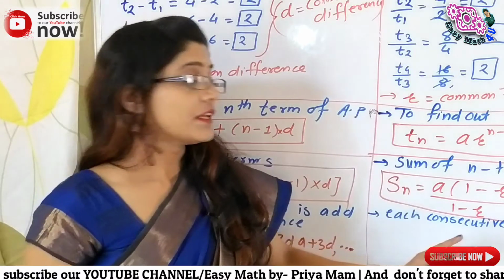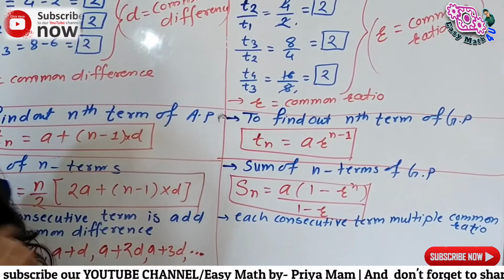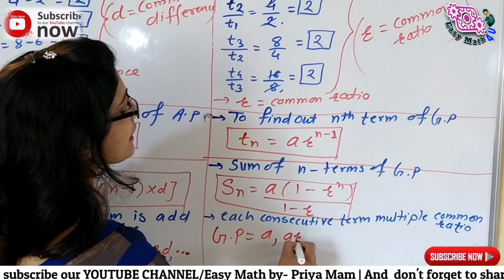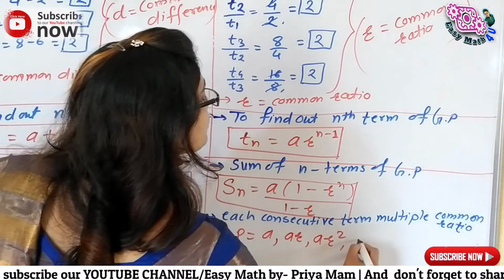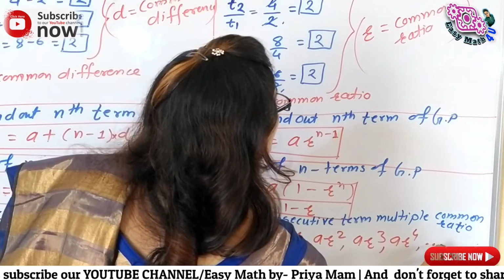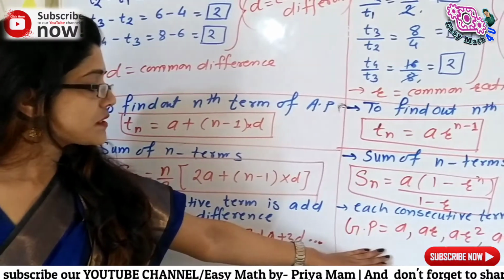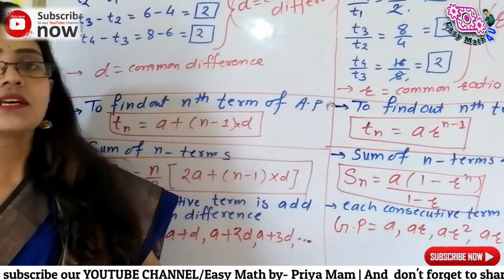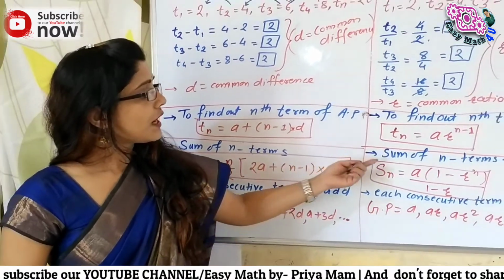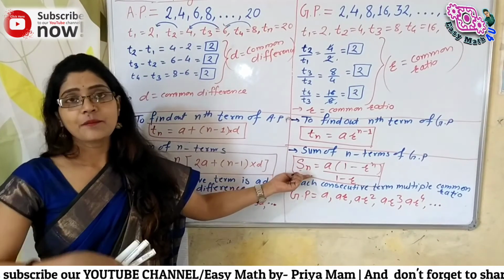And for the GP, each consecutive term is multiplied by the common ratio. Therefore the sequence is A, then AR, then AR square, then AR cube, then AR raised to 4 and so on. So this is the sequence of an AP and this is the sequence of a GP. These are the basic concepts of AP and GP. What the formulas for n terms are, which depend on R, we will see.